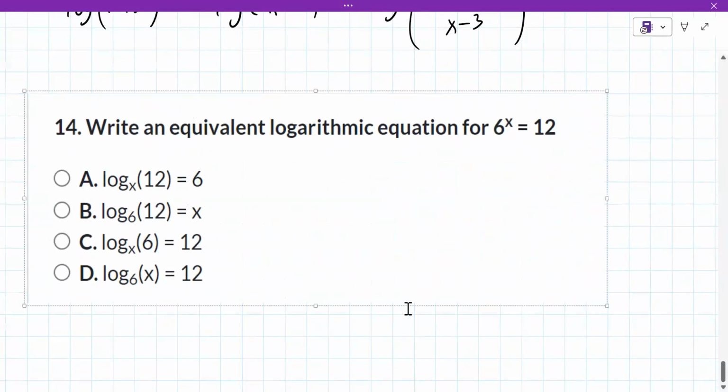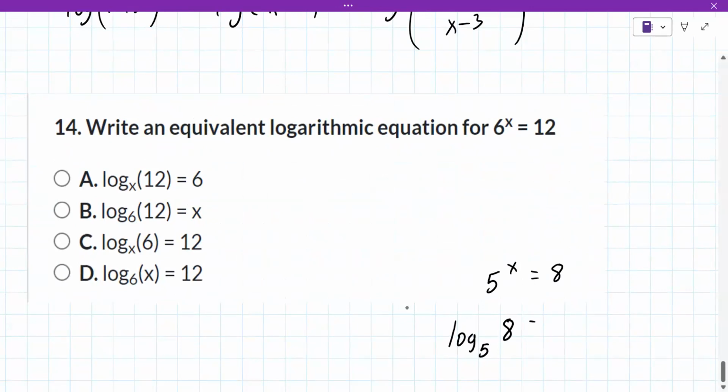All right, for the way to write this, I can give you an example problem. Let's say it was 5 to the x equals 8. The answer is log base 5 of 8 equals x. Could you attempt to mimic that for this problem? See what you come up with.